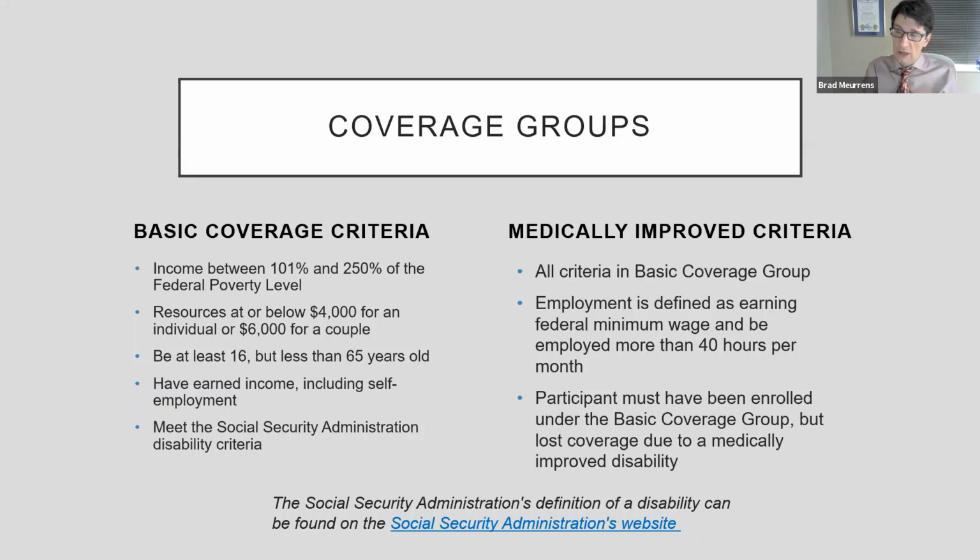So they meet all the basic coverage group criteria. Their employment is defined as earning the minimum wage, and they have to be employed 40 hours per month, and they have to have been previously enrolled in the basic coverage group, but due to their improved health status, they have lost their coverage of the basic coverage criteria based on their better health care. It decreases the disabling condition. Those folks are in this medically improved criteria. Again, this is trying to increase the participation of folks with disabilities, whether they are medically improved or not.